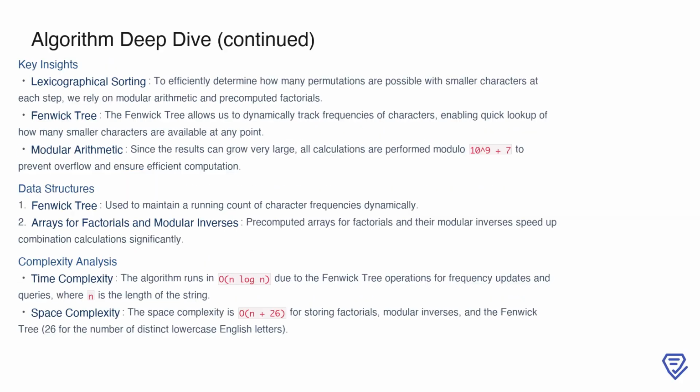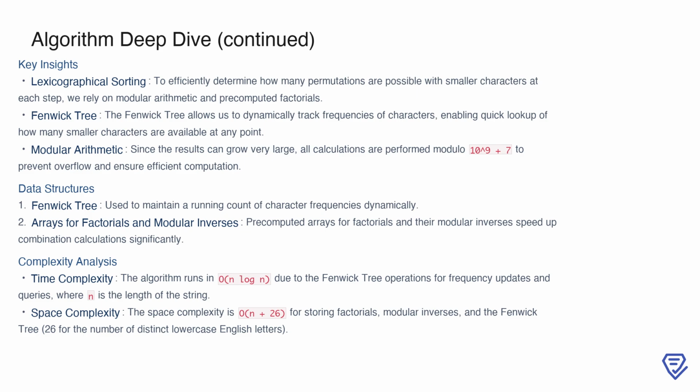Several key insights drive the efficiency of this algorithm. First, by pre-computing factorials and their modular inverses, we handle the combinatorial calculations for permutations quickly. Modular arithmetic is essential for managing large numbers, as the results of these calculations can grow exponentially. The Fenwick tree plays a crucial role in dynamically tracking the frequency of characters, enabling us to perform efficient queries on how many smaller characters are available at each step.